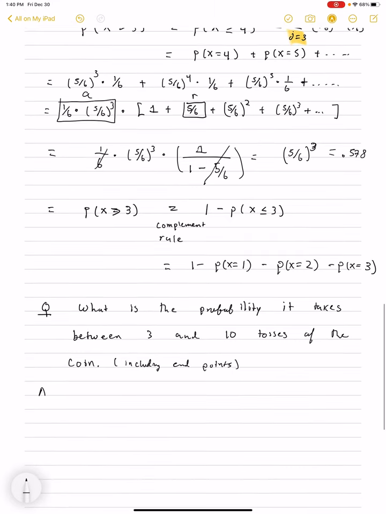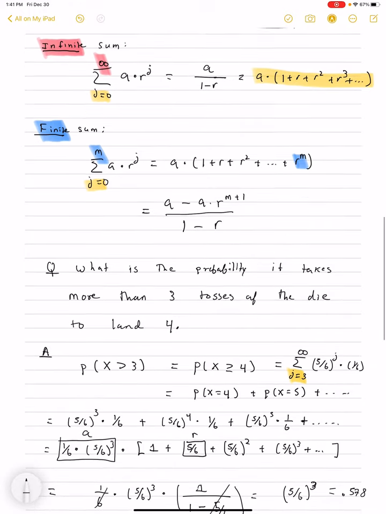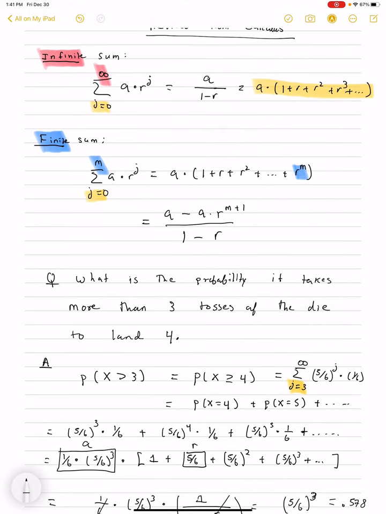Okay. So the probability that you're being asked to compute is the probability x is bigger than or equal to 3, and less than or equal to 10. And that's just this summation from j equals 3 to 10 of (5/6)^j times 1/6. Well, you guessed it, this is a finite sum, so we need to use the finite geometric sum formula. I'm going to write it as a times 1 plus r cubed, etc.